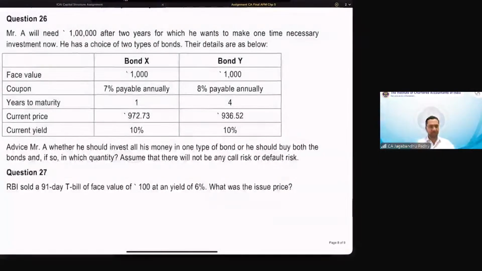Okay. Now, let's go to question 26, guys. Please read the question number 26, everyone. Just a minute's time for you to read question 26. Read question 26, guys.